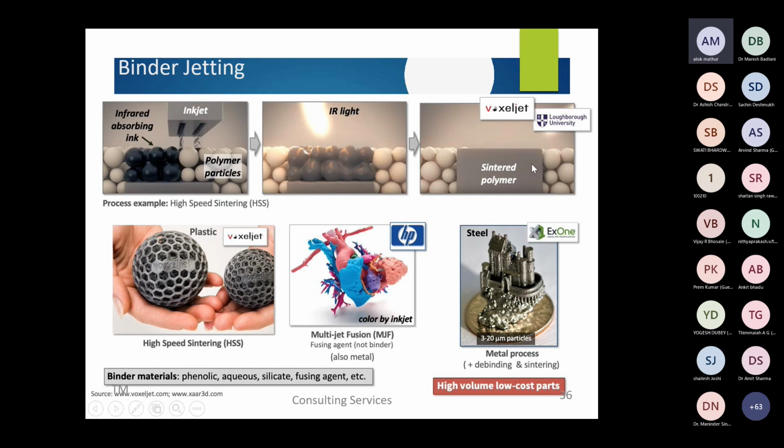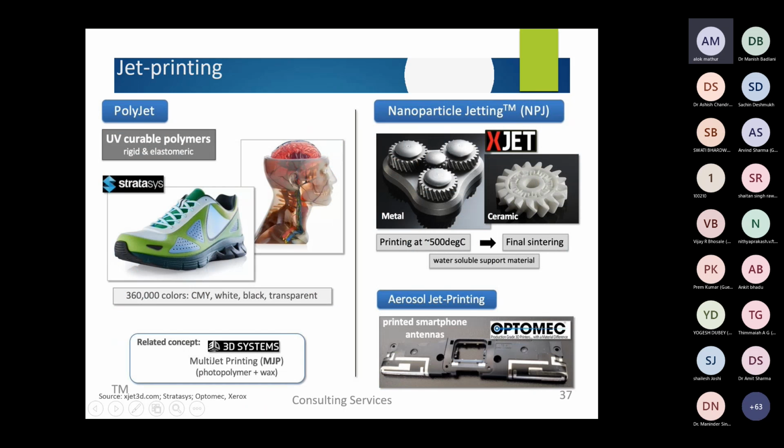So we can say sintered polymer looks like that. High-speed sintering. And here we have the different metal, multi-jet fusion and metal process. Now we come to jet printing. Here, this is another advanced method. UV curable polymers are used, and they prepare these products, shoes, and this.